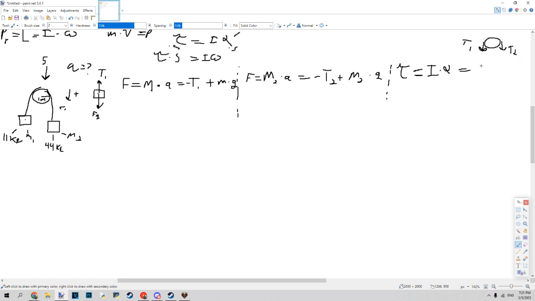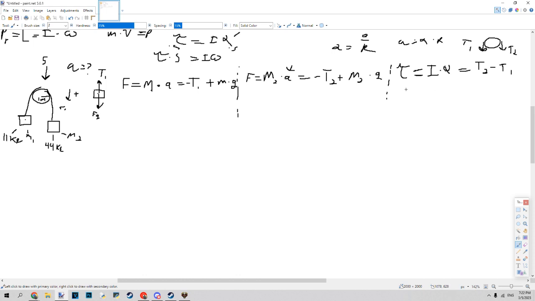And this is also going to be equal to the sum of the torques. So we'll say T2 is positive, T2 minus T1. Now, we're trying to find acceleration, right? And we know that alpha equals A over R. So let's make this acceleration as well, which means that acceleration equals alpha times R.